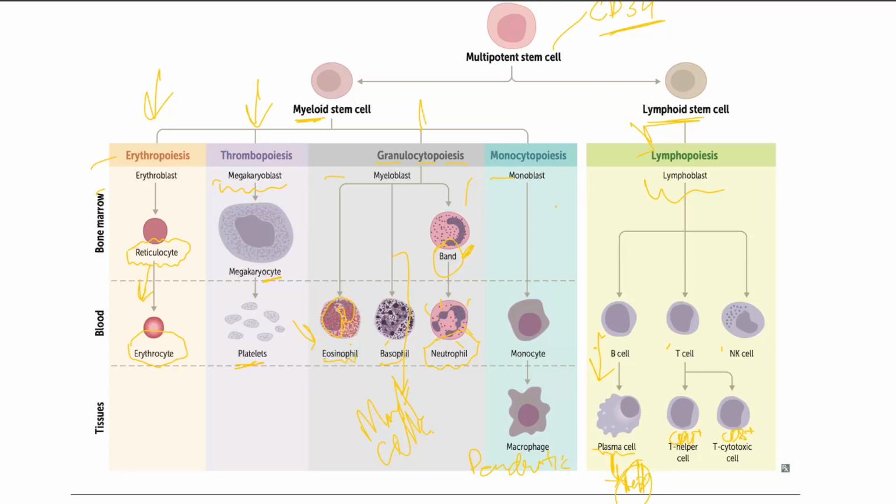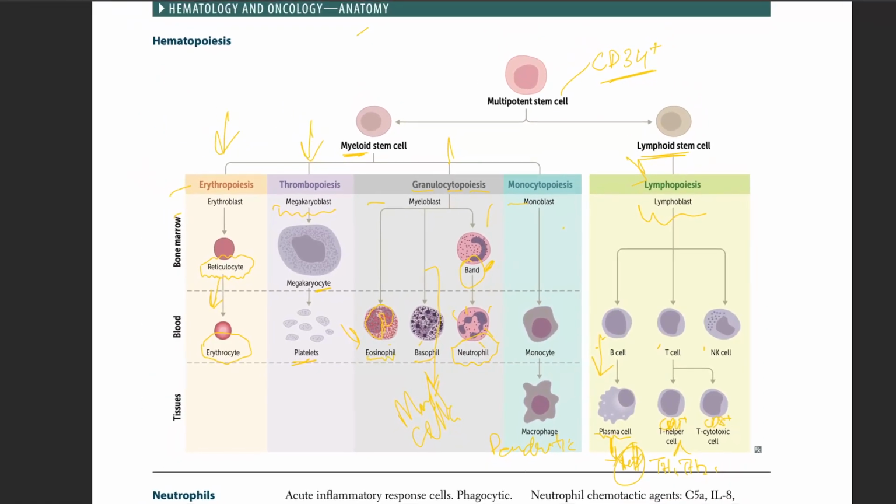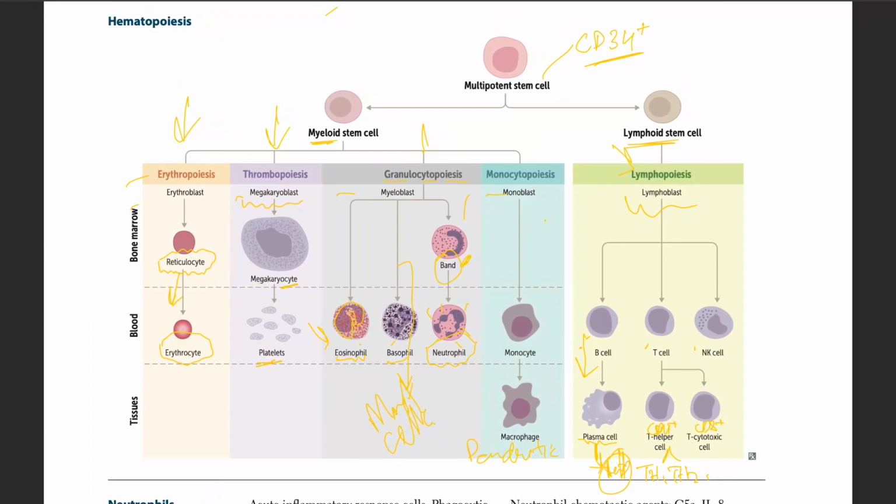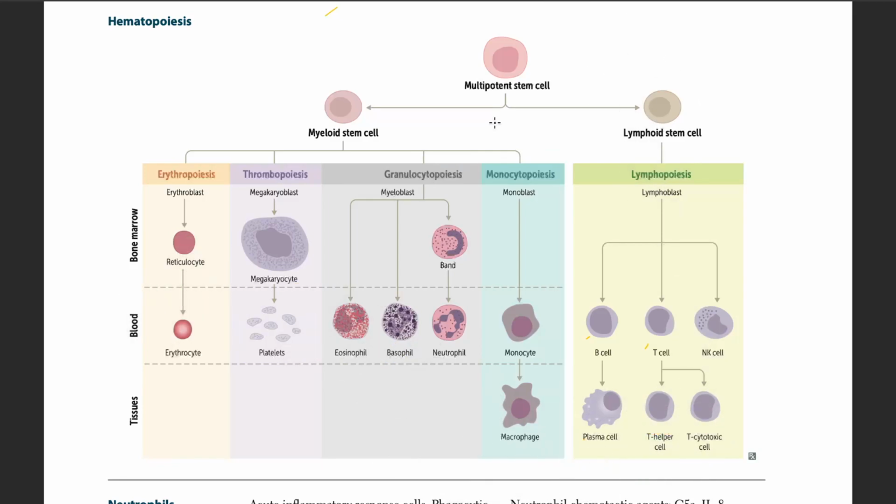And what else? In CD4, we have two cell types: the T helper 1 cell and T helper 2 cell. And these are all the multipotent stem cell divisions. One more thing, let's talk about WBCs, or leukocytes.